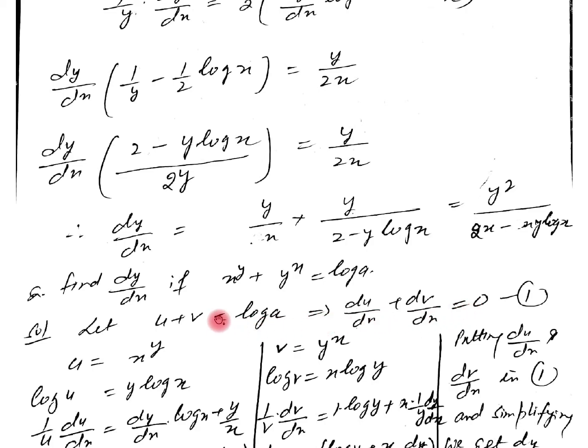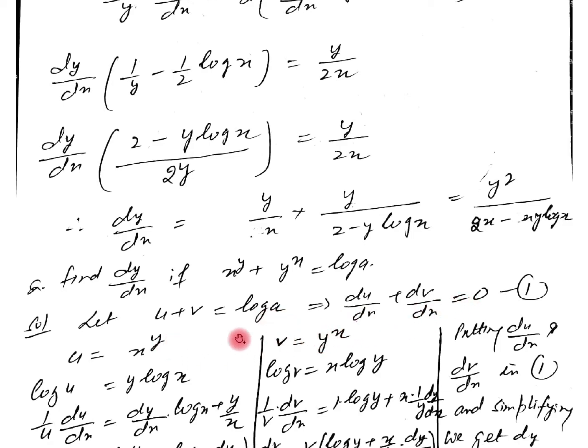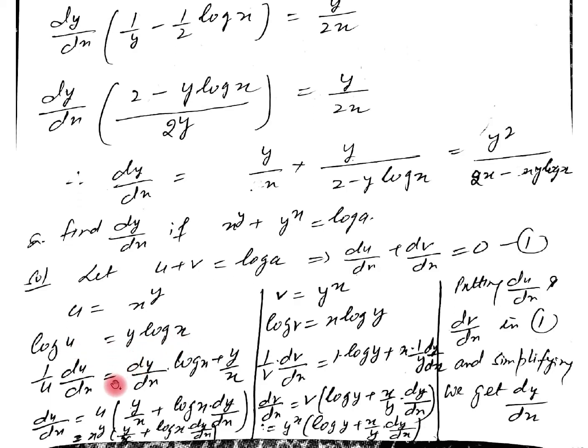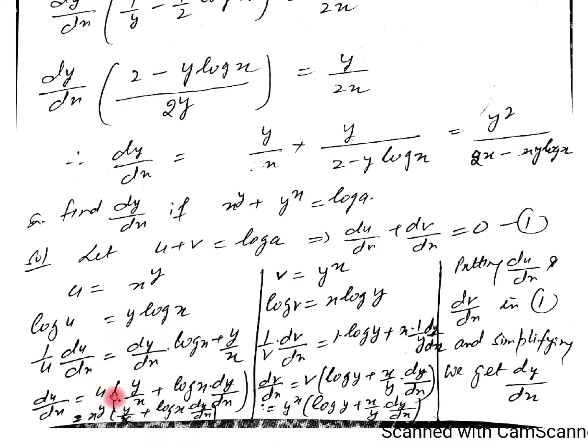See this step again. We are supposing this is u, this is v. Let u plus v equal to log a. Therefore, we can write du by dx plus dv by dx equal to the derivative of log a, which will be 0. Now u is x raised to power y and v is y raised to power x. Again by taking log both sides, or by using logarithmic differentiation, we will find the value of du by dx as earlier we have done in the previous question.